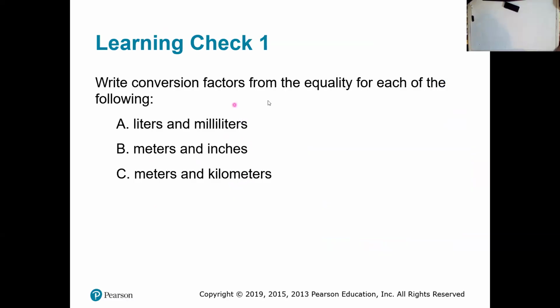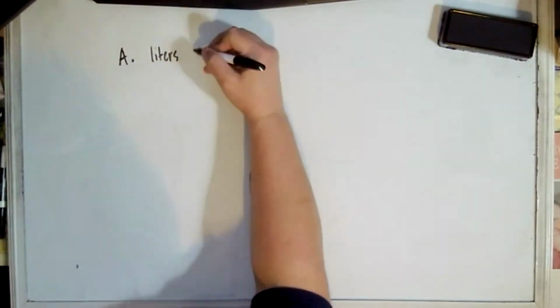So they want us to write out conversion factors from the equalities for each of the following. So let's take a second to do that. And again, I know that I've said this in the other videos too, but every time we get to one of these learning checks, it's a very good idea for you to pause and try it on your own and then compare it to what I end up with.